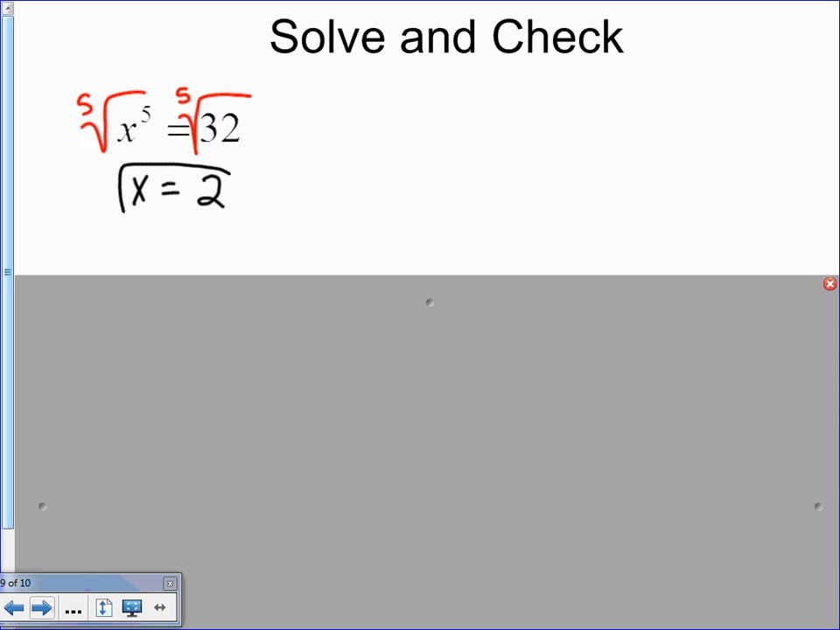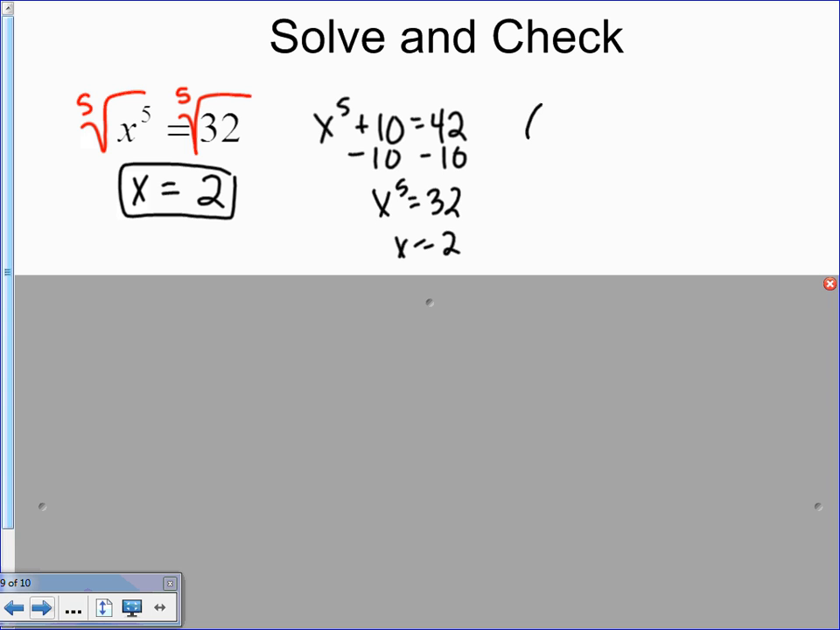What if I change this problem? So I make it x to the 5th plus 10 equals 42. What do you do first? Subtract 10 first, right? And then you come up to the same problem and you get the same answer too.